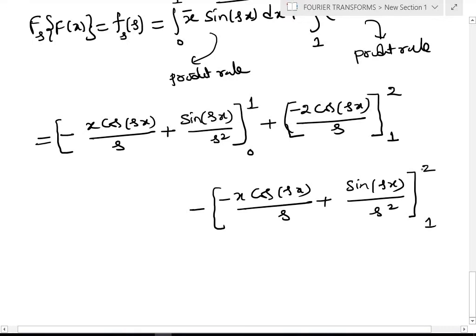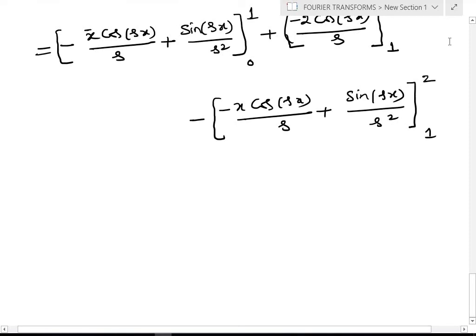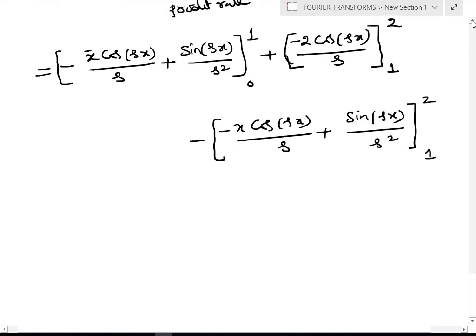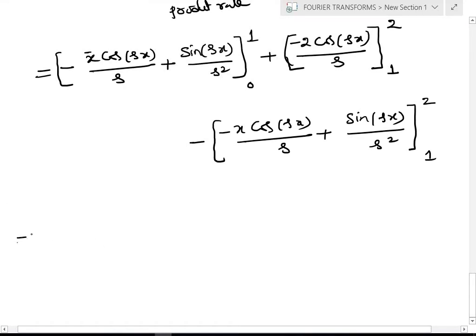Now we substitute the upper limit 1 and lower limit 0. Wherever x is there, the lower limit becomes 0, so the lower limit gives no contribution at all, only the upper limit contributes. So the first part gives minus cos s divided by s plus sin s divided by s square, only from the upper limit.